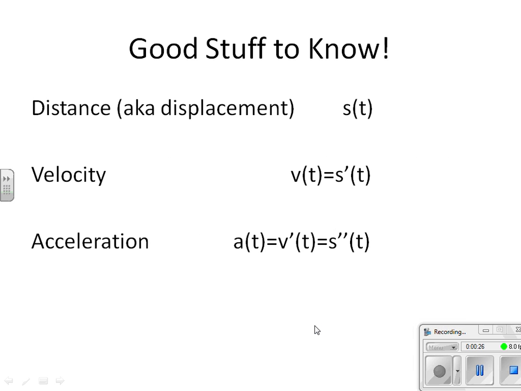Okay, so I put good stuff to know. The notation is something to memorize and make sure you're comfortable with. S is often used for distance or displacement of a function, so s of t. When you take the derivative of s with respect to t, you get velocity, v of t. If I take the derivative of that, so either s double prime or v prime, whichever way you want to think about it, what I get is acceleration, a of t. So s, v, a, definitely need to remember.